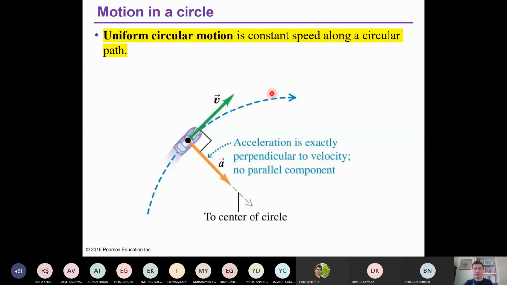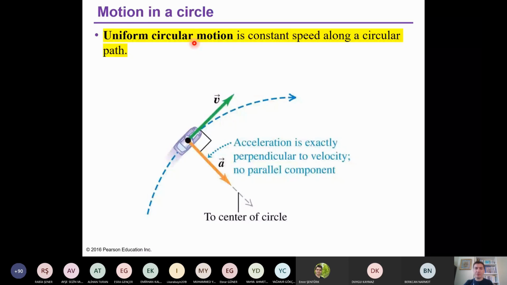Here we have a perfect circle. It has a certain radius and the car is moving along this circular path with constant speed. This term is very important: constant speed. Then this motion is called uniform circular motion. If the speed is constant along a circular path, then this motion is uniform circular motion.